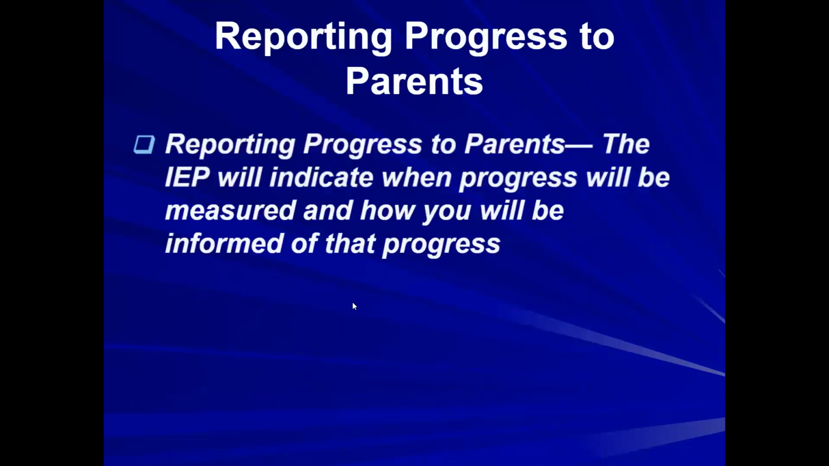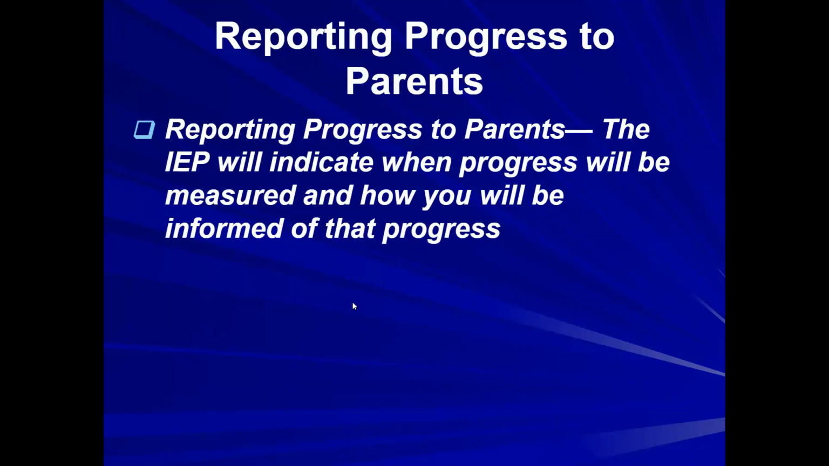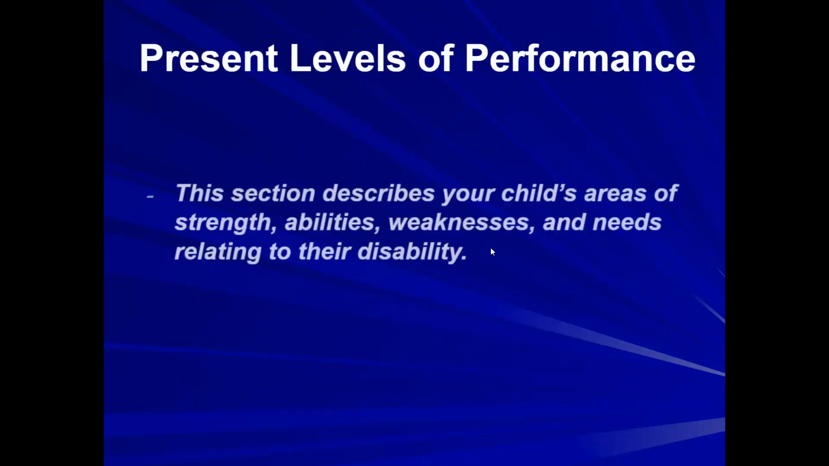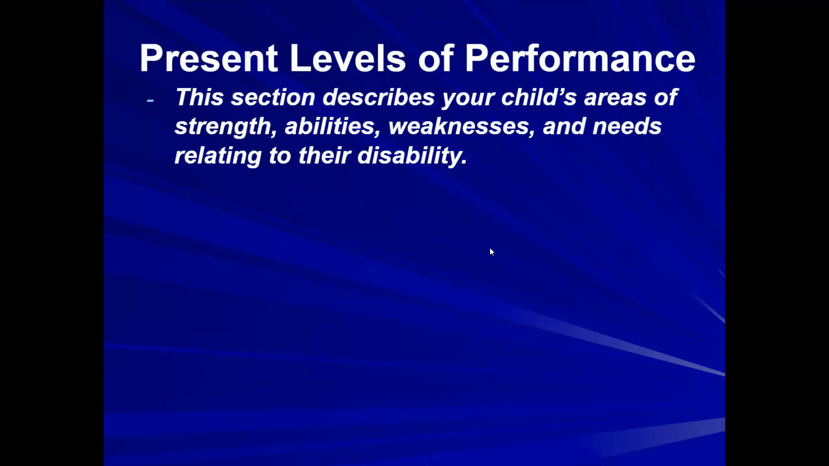So now let's go back to the IEP for a little bit. You'll notice on the IEP that there's always a reporting progress to parents. The IEP will indicate when progress will be measured and how you'll be informed of that progress. Most of the time, and it is usually best practice, you get an update when report cards go out. Before, I talked about present levels of performance, that first section which talks about academic, social, and physical abilities. This part will always talk about the strengths, areas of need, abilities, and weaknesses related to the disability that they have.